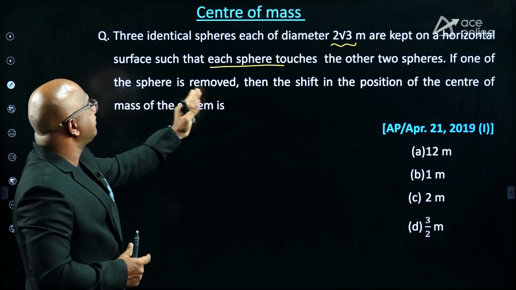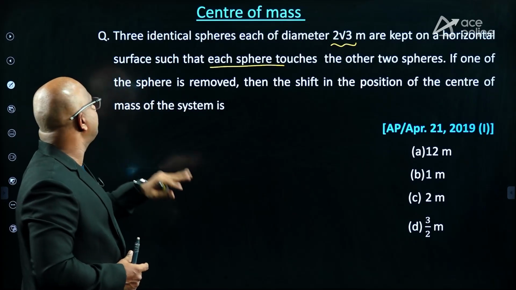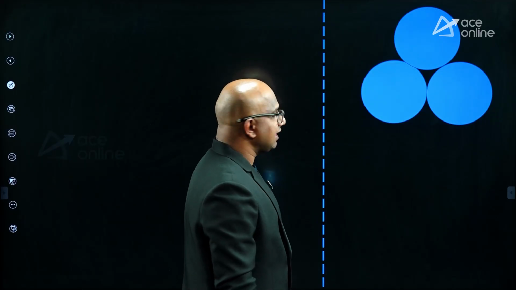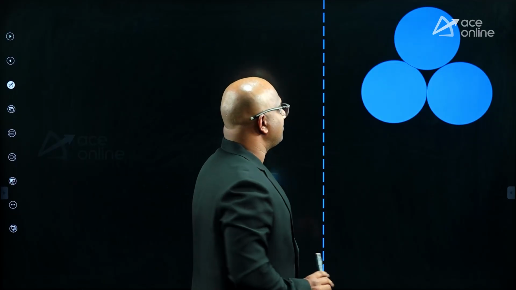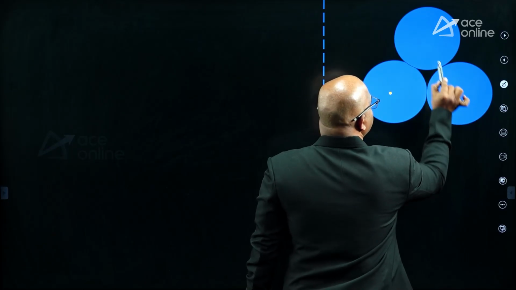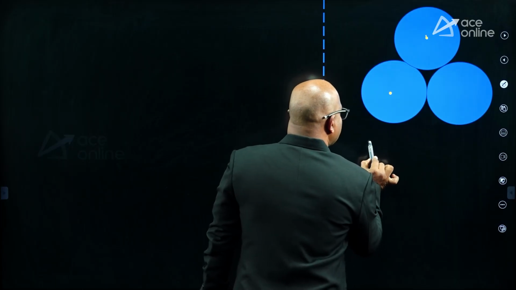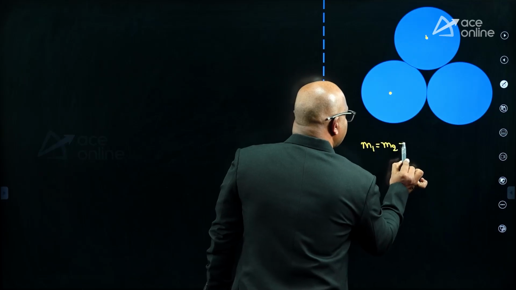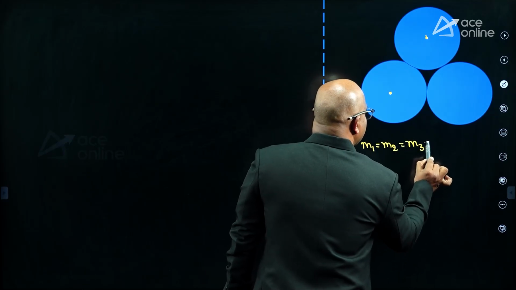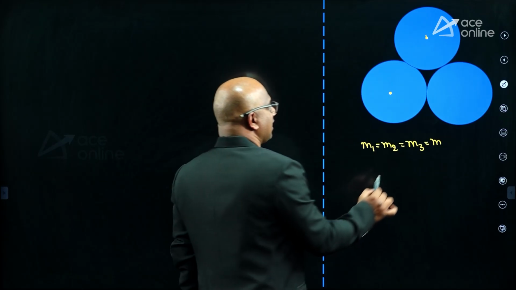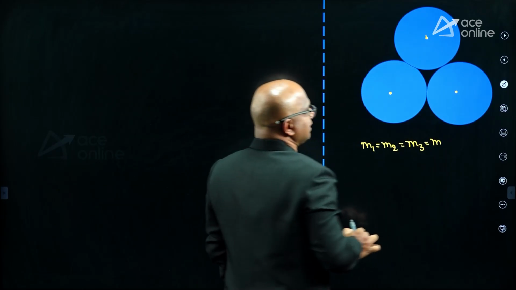If one of the spheres is removed, then what is the shift in the position of the center of mass of the system? The question is asking, first 3 spheres are there, guys. All of them have the same mass. I can write first sphere, second sphere, third sphere. So it is given that M1 equals M2 equals M3, having the same mass. This is M1, M2, M3.